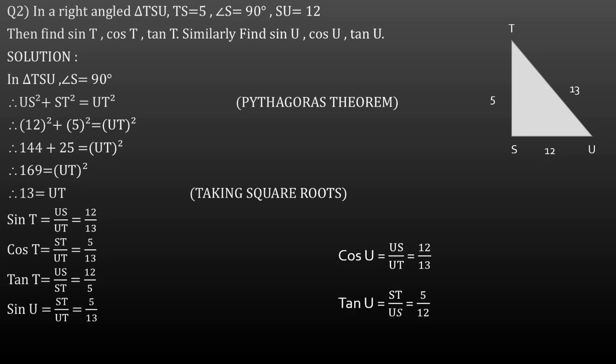Last ratio is tan u. Tan u is equal to st upon us. Value of st is 5 and the value of us is 12. So therefore we get tan u as 5 upon 12.